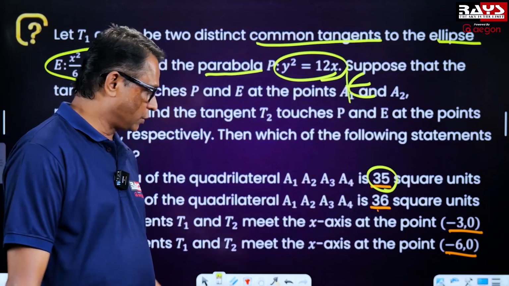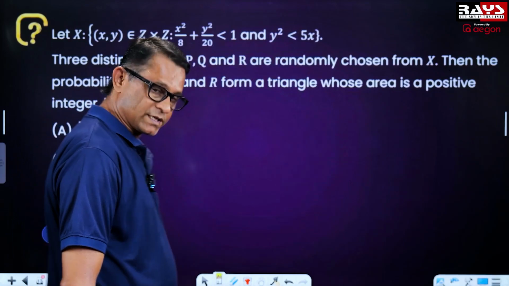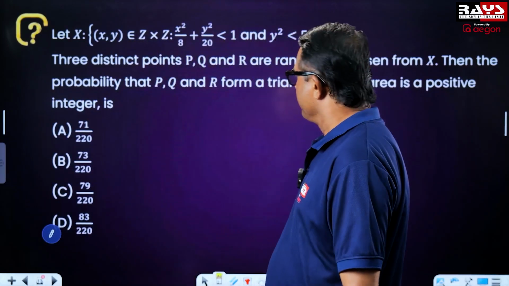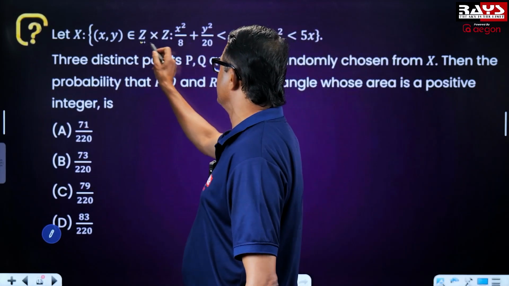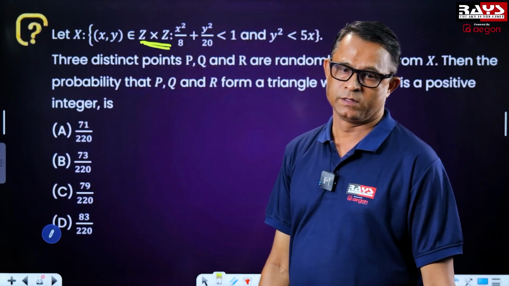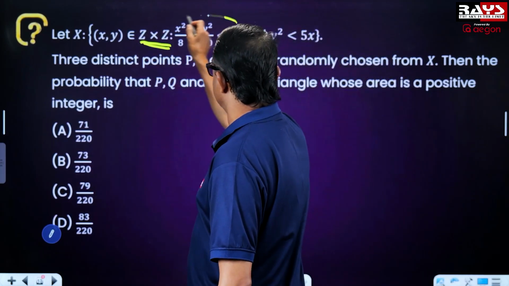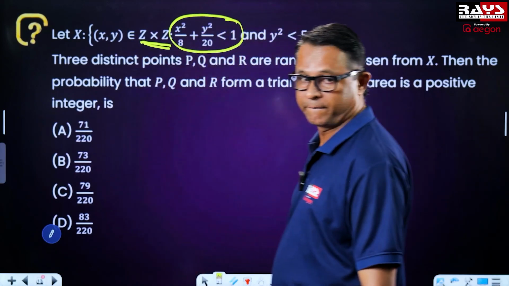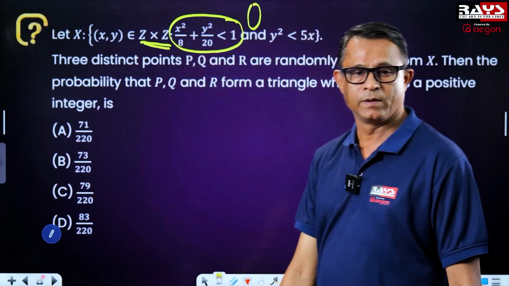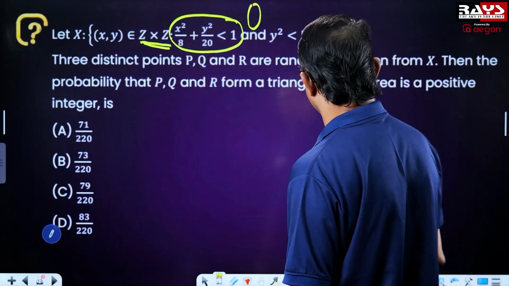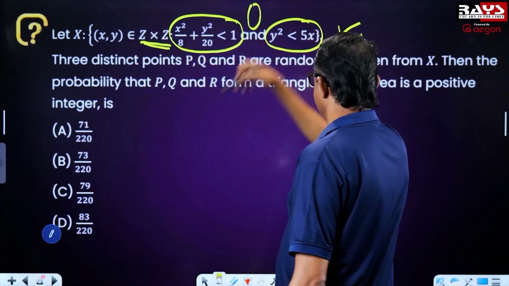Now let us go to the next question. Let X be the set of all x comma y belonging to Z cross Z, the set of all integers, cross product of integers only. That is very important. And x square by 8 plus y square by 20 is less than 1. This is an ellipse, a minor ellipse, because a square is 8 and b square is 20. And this is a right open parabola, y square is equal to 5x.